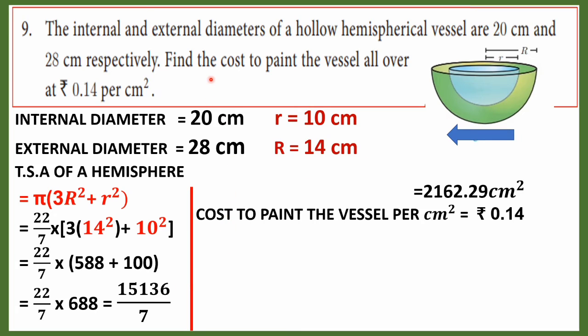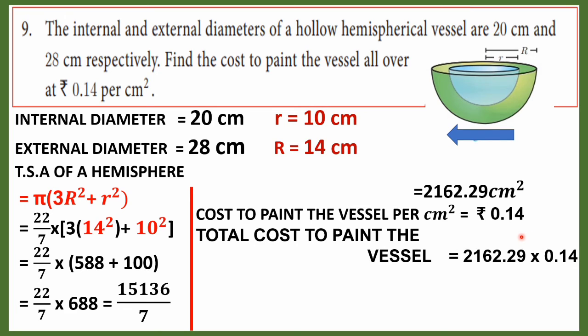We have to find the cost. Cost to paint the vessel per centimeter square equals 14 paise. So total cost to paint the vessel equals 2162.29 into 0.14. After multiplication, we have to put 4 decimal places. But we have to find the cost, and cost is in 2 decimal places. So correcting the decimal places, we get 302 rupees 72 paise.